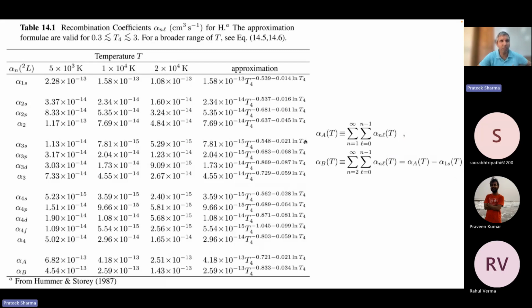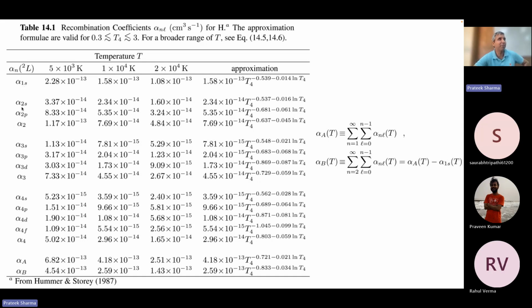I'll actually go through this. In Draine's book, for example, you'll find all these tables. These are very, very useful. These are from papers, and they give you various approximations for recombination to the 1s state. So what is alpha? Recombination coefficient to the state 1s.